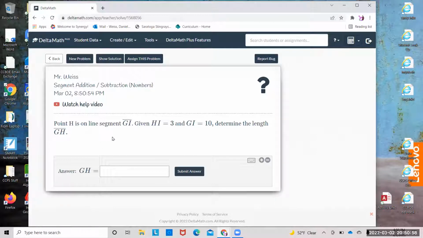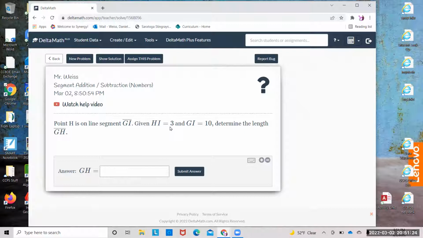Point H is on the line segment GI. So you're going to have G, then H, then I. Draw that if you don't know what I'm talking about. Draw a line that has G, then H, then I.